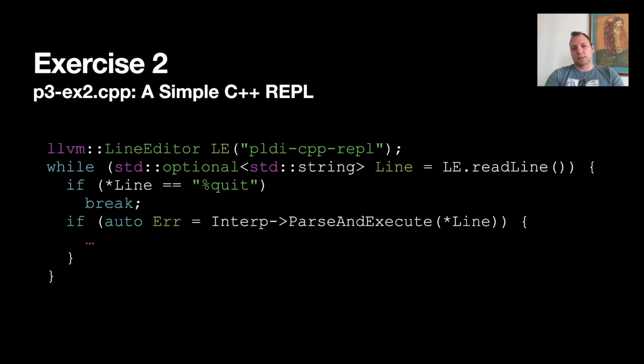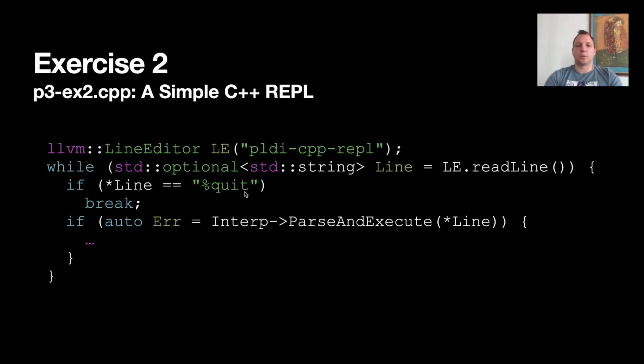So the next step, once we have the interpreter created here, we create the line editor. Here I put something like PLDI CPP REPL, and we can read the input line by line, and then call the interface parse and execute, passing the input. Now this is a very basic example, but you can see here that we can have the so-called meta commands like quit and so on, which connect to other Clang components.